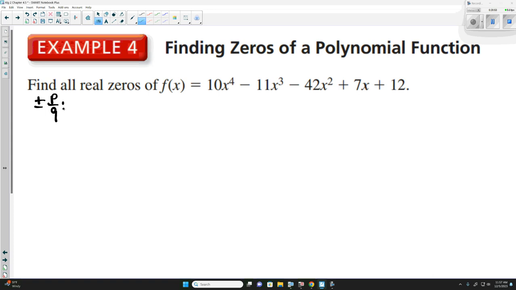Or plus or minus P over Q. So we want to solve this here. Let's find the rational zeros first.